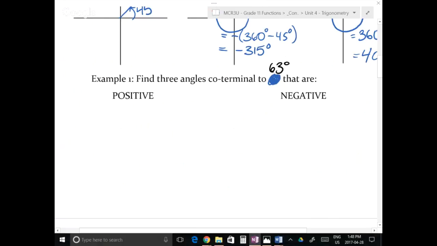Help me out. Yeah, one. Well, look at the examples above them and how we got those. And you can do anything of that nature. Could be only one rotation. Could be multiple. So 3 angles that are positive, that go counterclockwise, that end at the same spot as 63, and 3 angles that are negative, that go clockwise. I didn't write one. I can write one. No, it's my turn.